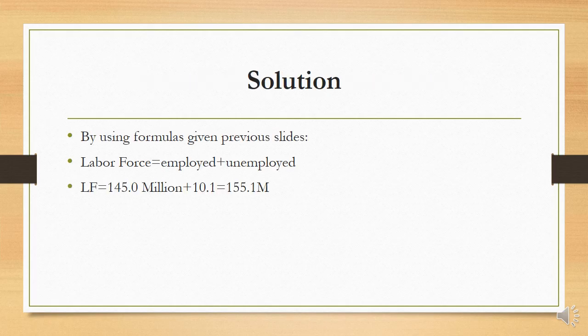Solution. By using the formulas given in previous slides, we know that labor force is equal to employed plus unemployed. So employed is 145 plus 10.1 is equal to 155.1 million. So total labor force is the sum of employed plus unemployed, that is 155.1 million.